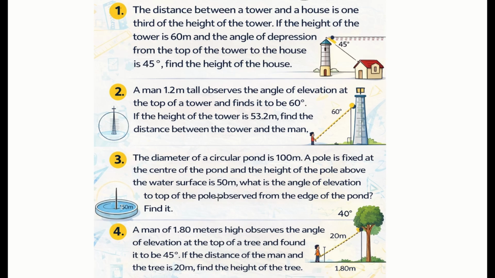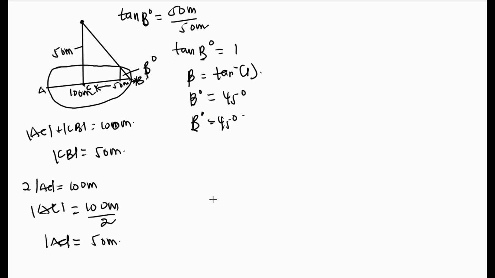All right, let's dive into the last question. A man of 1.8 meters high observed the angle of elevation at the top of a tree, and found it to be 45 degrees. So let's sketch the height of the man.